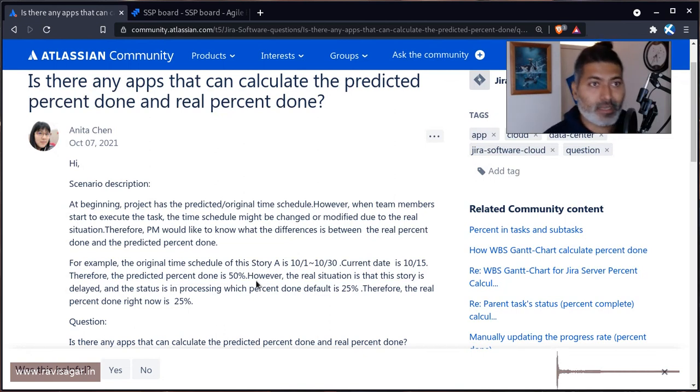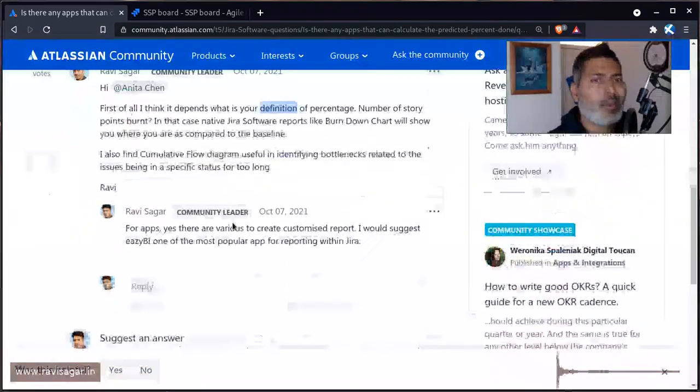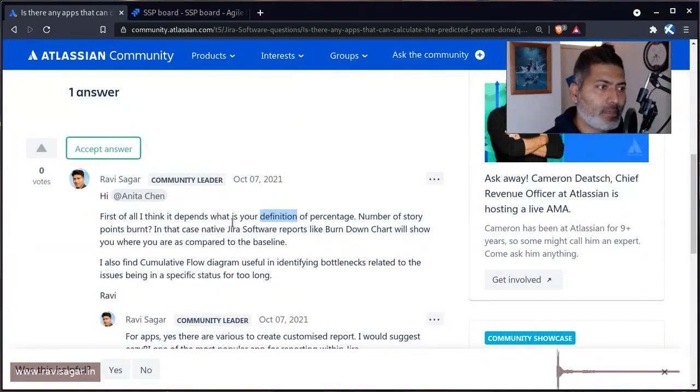And in fact, Anita is asking about some apps that can do these things. But I would say start by looking at the built-in reports, and then try those apps.